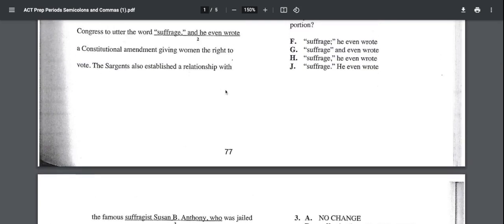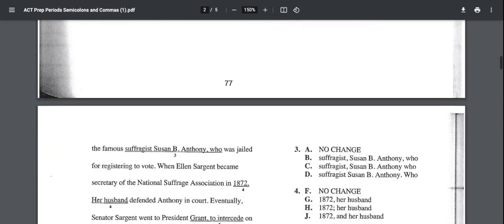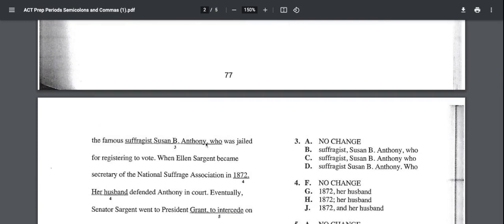This sentence, "The Sargents also established a relationship with the famous suffragist Susan B. Anthony." That is the sentence. But we can't put a period like D says, because "who was jailed for registering to vote" is not a complete sentence. We don't need a comma here. So it would be no change, correct as it is. This "who was jailed for registering to vote" is just an added clause to tell us more about Susan B. Anthony.